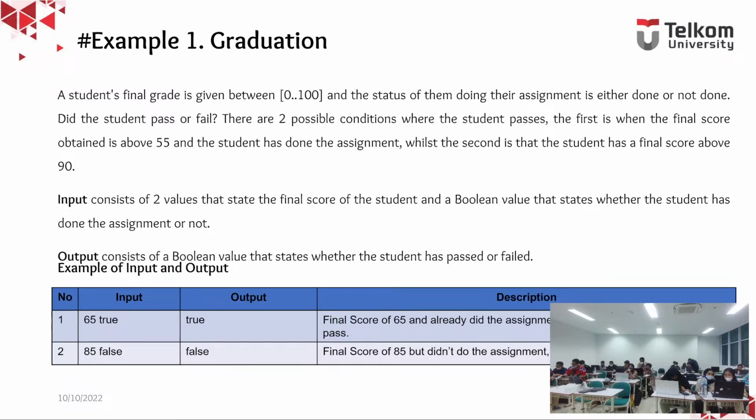What is the data type for the final score? Integer or real? Integer. Okay. And what is the data type for the assignment status? True and false. Boolean. Okay. And what is the output? True and false. Output data type? Yeah, the output is either true or false, right? So it means that it should be Boolean data type. Okay, let's see the next slide.